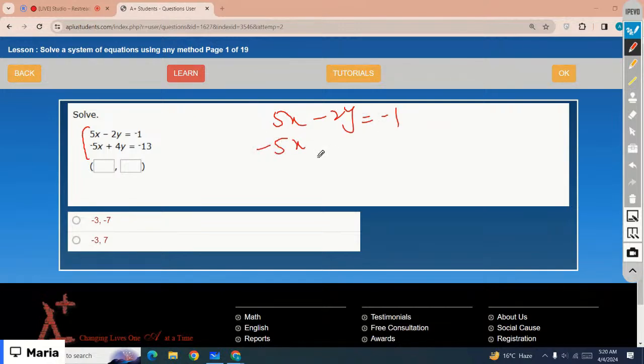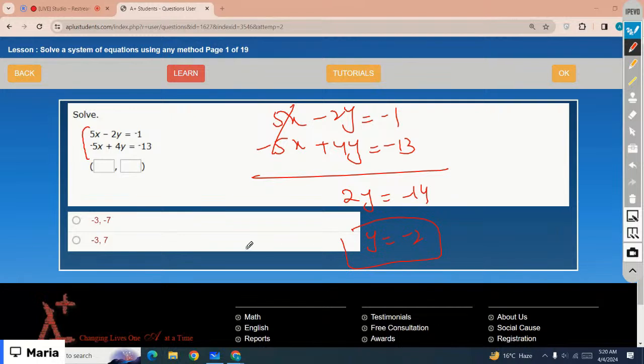Whenever you have the variables of the equations like this, the same but with the opposite sign, if you can add or subtract these equations, then the elimination method is very easy. So you can simply add the equations. 5 minus 5 is 0, 4 minus 2 is 2y, negative 13 minus 1 is negative 14, right? So you can see 2y equals negative 14. Just two steps you did.